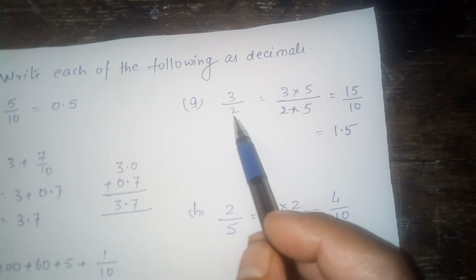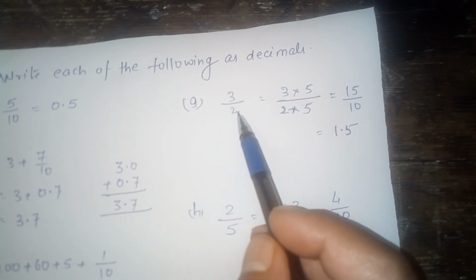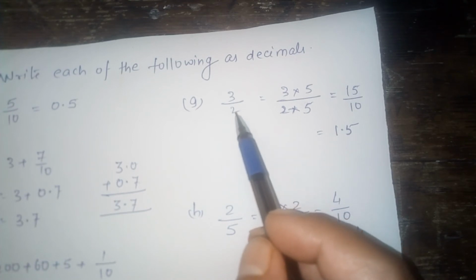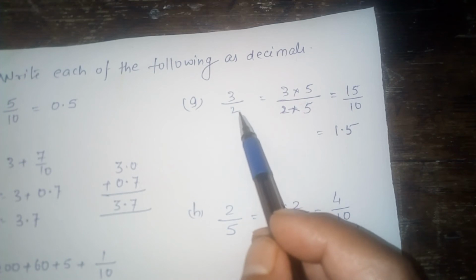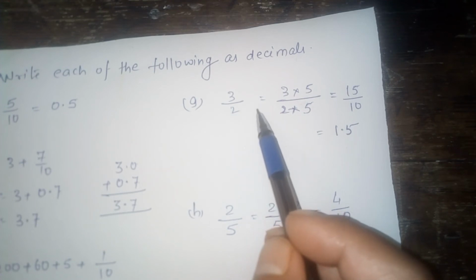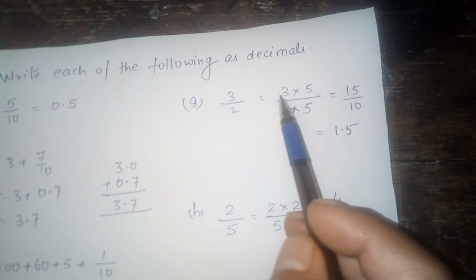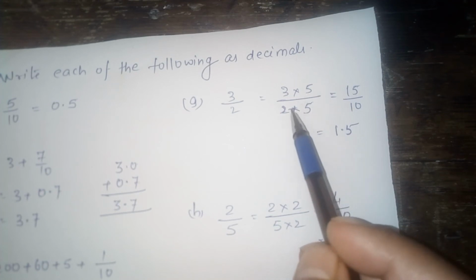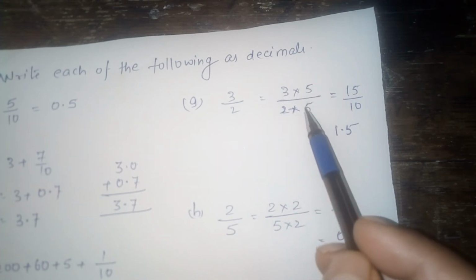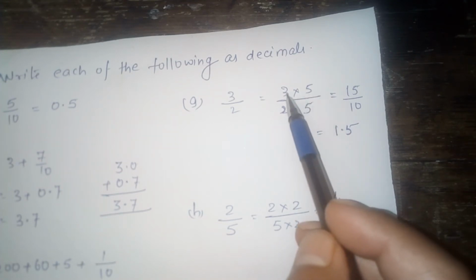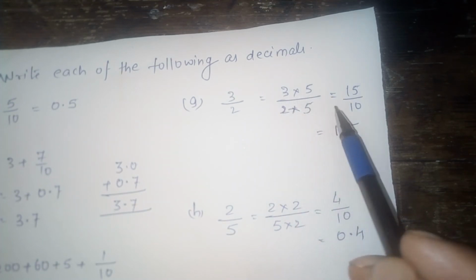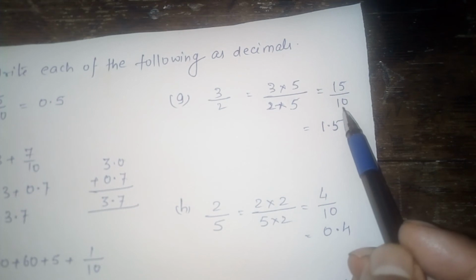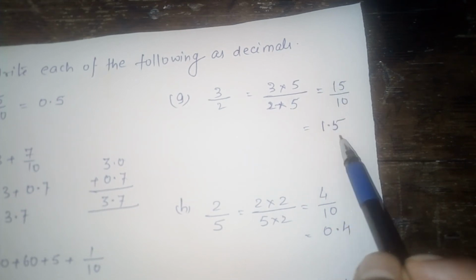Now look here, in 3 upon 2, 2 is the denominator. It is very easy to convert it to 10, as I have already discussed. You know very well the multiplication table. According to it, multiply numerator and denominator by 5. 3 into 5 upon 2 into 5. 3 fives are 15, 2 fives are 10. 15 upon 10 means 1.5.